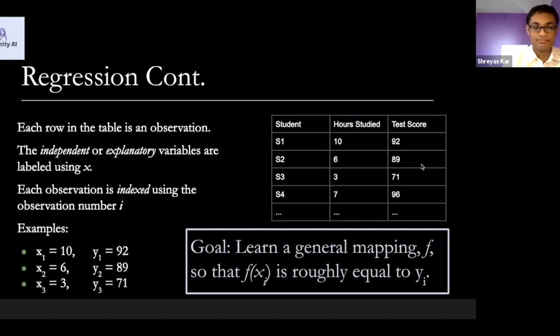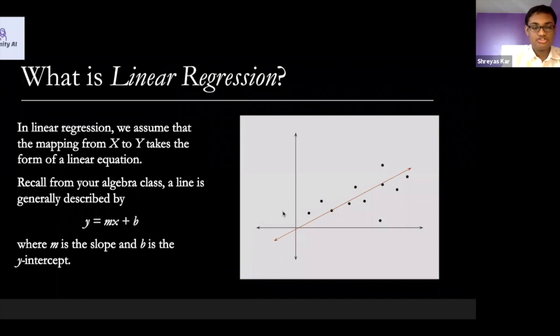Okay, moving on. Now let's talk about what linear regression is. So far, we just introduced the broad concept of a regression. Linear regression is when the function is a linear function. Another way of saying that is that the mapping from x to y takes the form of a linear equation.